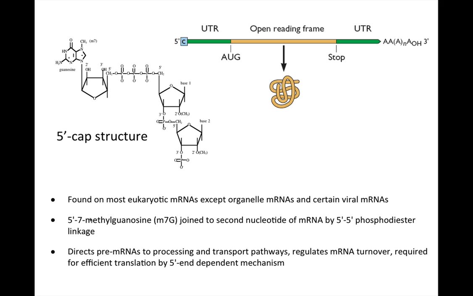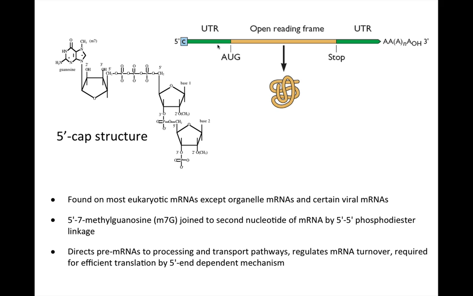And this cap is found on most eukaryotic messenger RNAs, with the exception of certain organelle and viral mRNAs. Some viral mRNAs do not have caps. And as we said, it's a 5' 7-methylguanosine joined to the second nucleotide of the RNA by a 5' to 5' phosphodiester linkage. And this cap is important for many aspects of mRNA biogenesis and function, including transport, turnover, and translation, as we will talk about today.